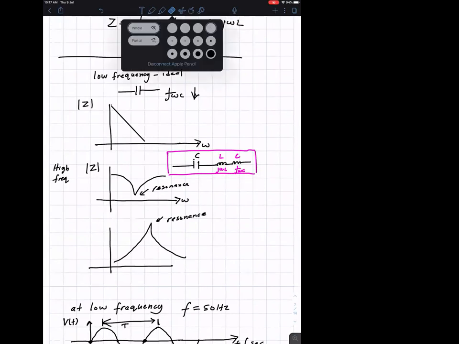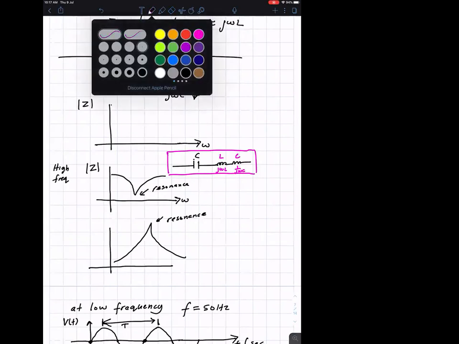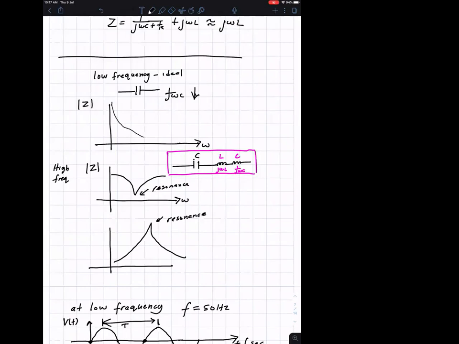And I think I drew this not quite correctly. It's supposed to be like this, right? Asymptotic.